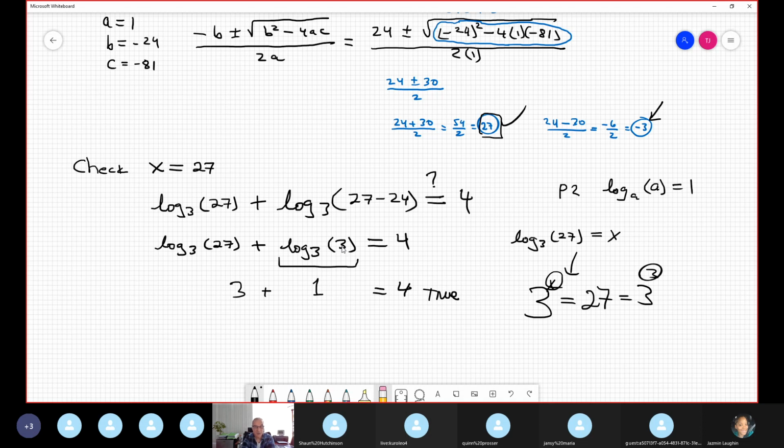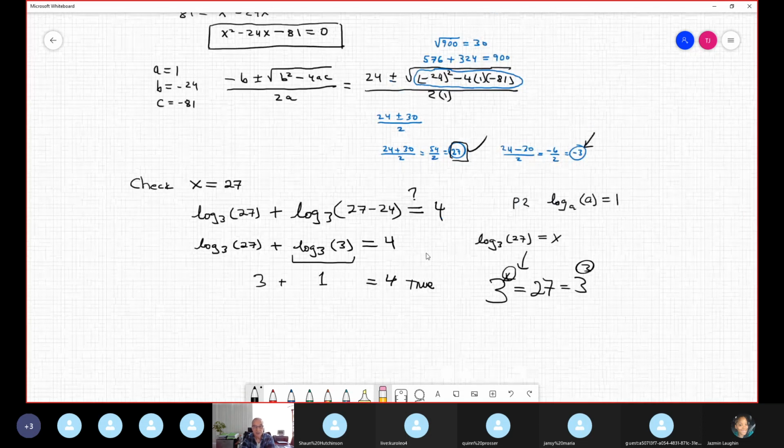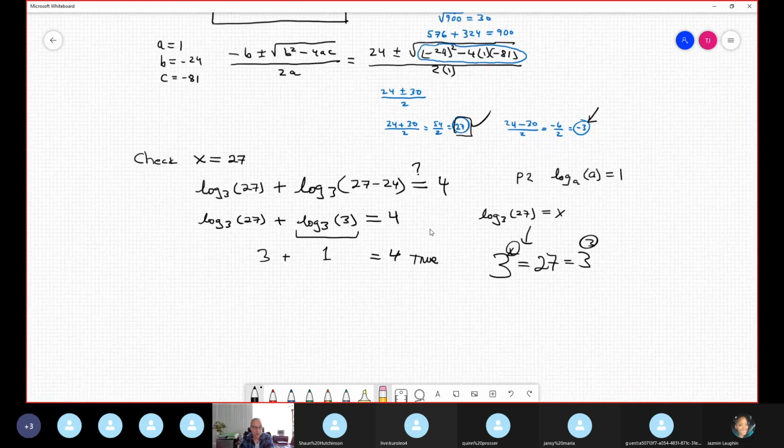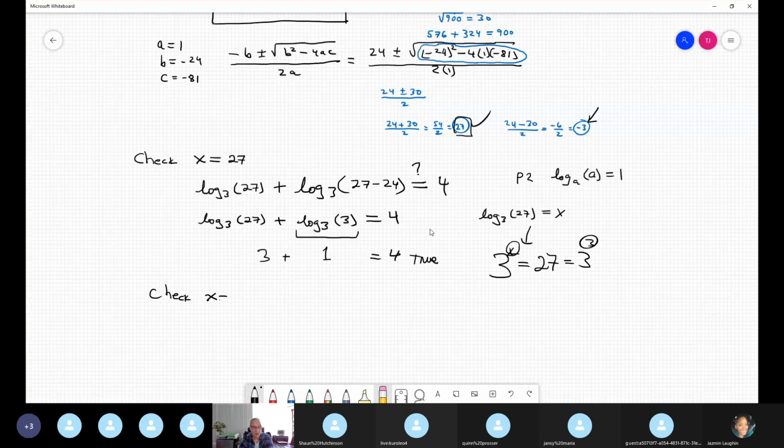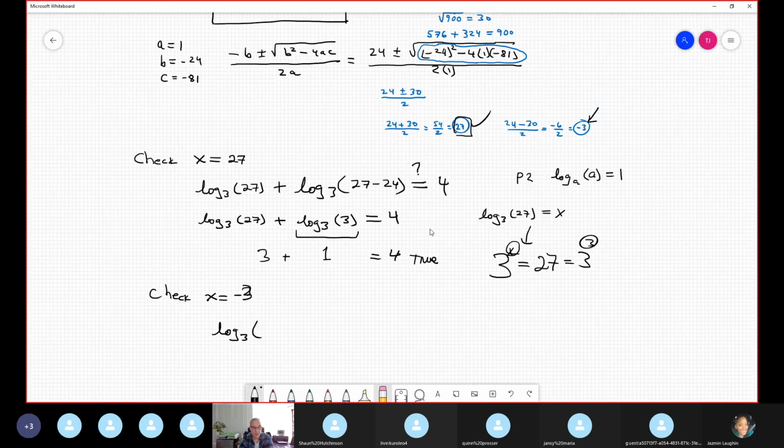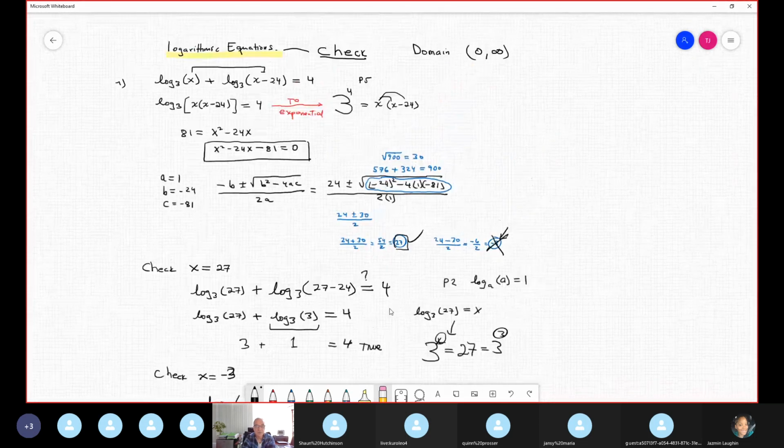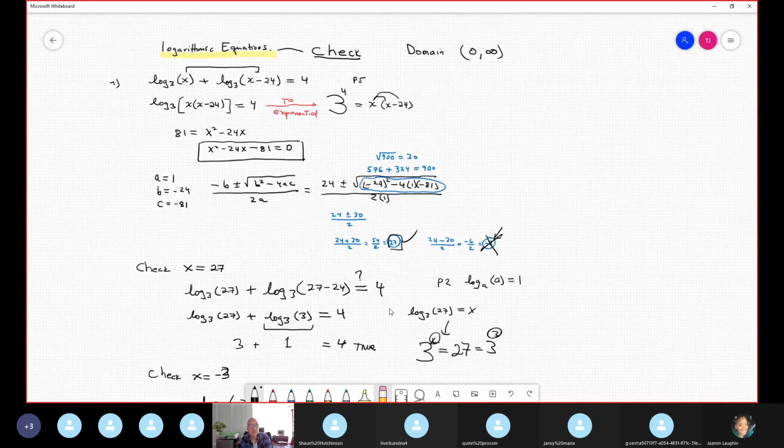However, what happened with the negative 3? When you try to check negative 3, it's crazy, because x equal minus 3, you plug in here, logarithm base 3 of negative 3. Oh, it's illegal. Negative number inside. Therefore, this is no solution. And the only solution that we have in our hand is 27. End of the story. The solution for this equation is 27. Any question?